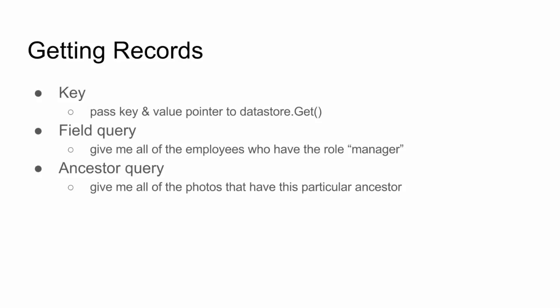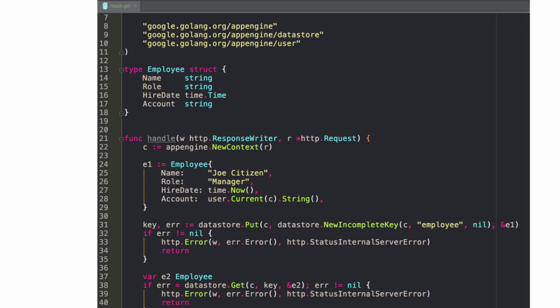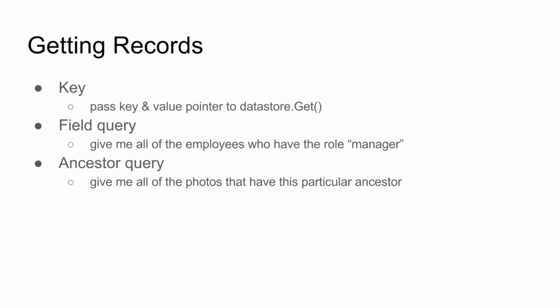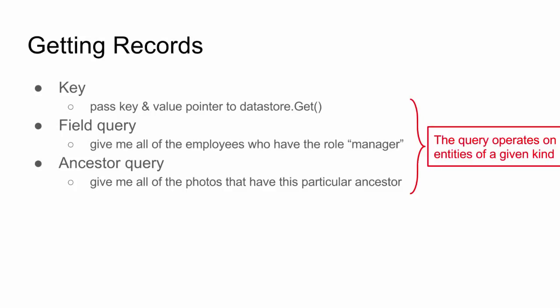Getting records. The way we can get records is we can pass a key and value pointer to datastore get. So that's one way we could do it. We just saw that right here. Key and value pointer to get. We could do a field query: give me all of the employees who have the role manager. And we could do an ancestor query: give me all the photos that have this particular ancestor. The query operates on entities of a given kind.